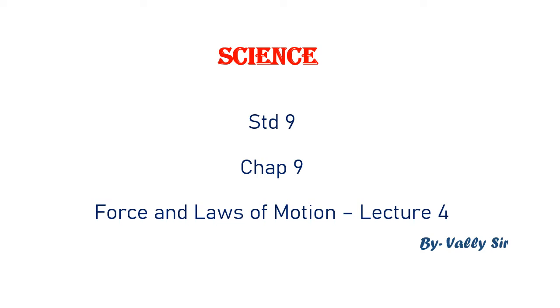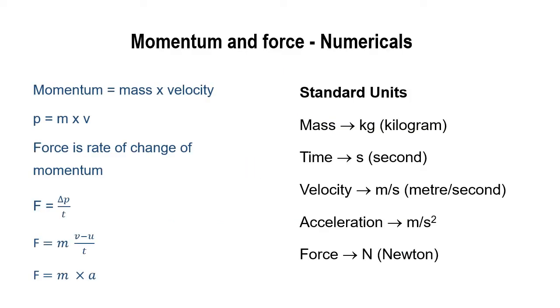So momentum is the effect of force, but it depends upon the mass and velocity of the body. In this lecture we are only going to discuss the numericals on momentum and force. The formula is momentum equal to mass into velocity. The symbol of momentum is P. So P is equal to m into v.